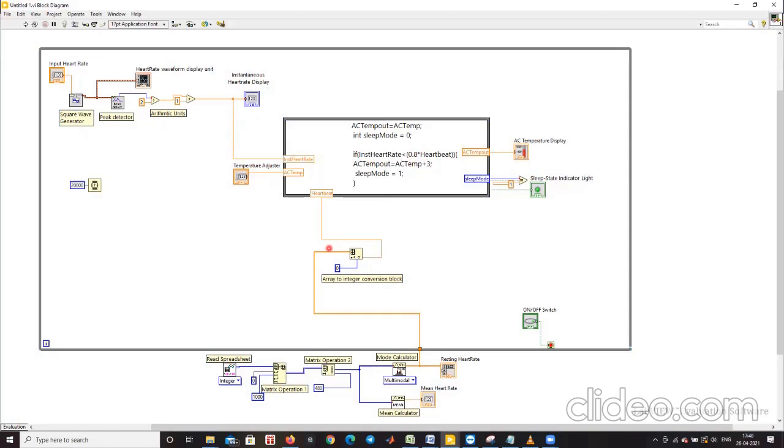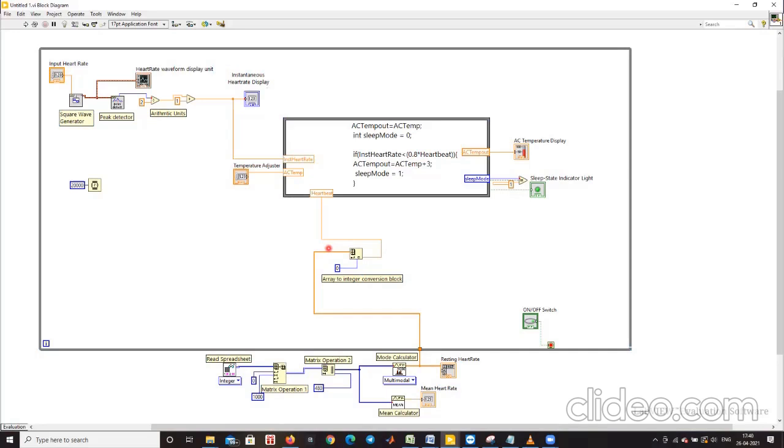This is how it is established medically whether a person is in sleep state or not. So let's say a person's resting heart rate is 100 beats per minute. It is a random value that I'm taking. So let's say a person's heart rate is 100 beats per minute.